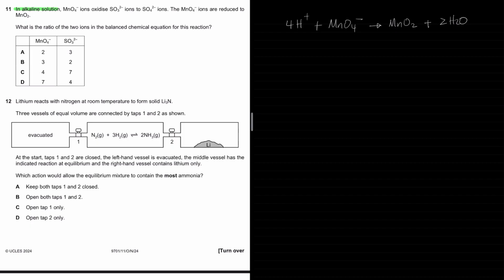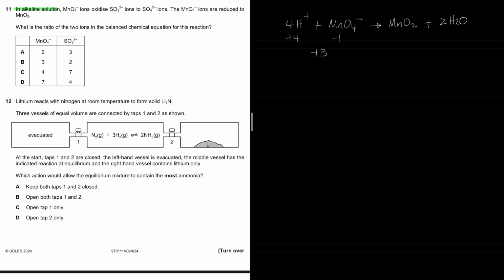To balance the electrons, there are a few ways. I'm going to balance the whole left hand side and then balance the whole right hand side. On the left hand side, I have 4 H+. One of them has a +1 charge, so 4 of them will have a +4 charge. The MnO4 has a -1 charge, and so this whole left hand side is going to have a +4 -1, which is a +3 charge.